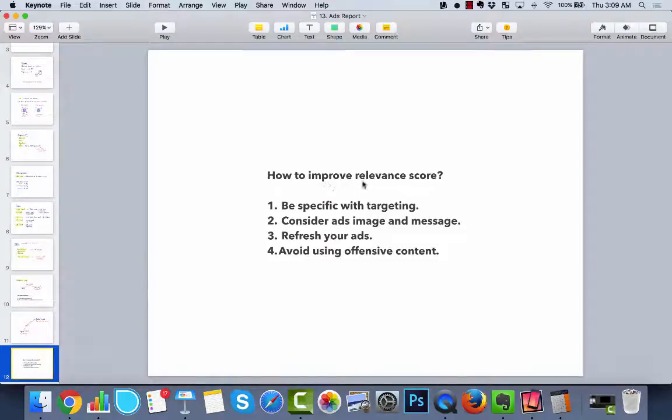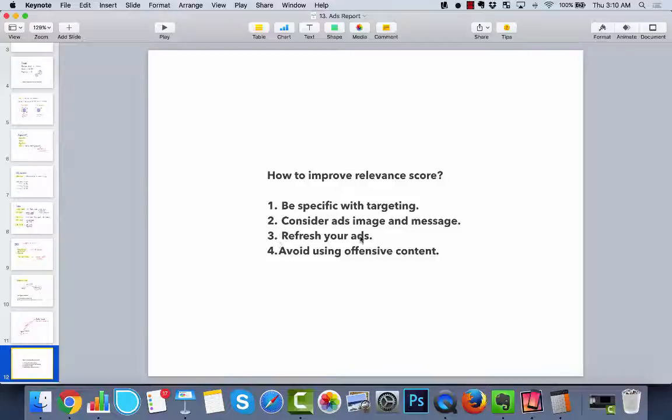So how to improve relevance score? This is very important because your total value of ad depends on 3 metrics, one of which is relevance. It's how relevant your ads are to your audience. So how to improve the relevance score? First one is be specific with targeting. Make sure that your ad is shown to the right people. And then consider the ad's image and message. Craft your ad copy and try to have an interesting image to show in the ad.